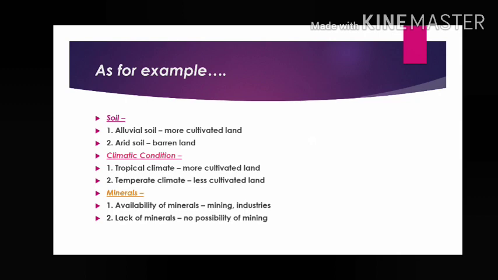Now climatic condition. If we are living in a tropical climate, that means summer is having high temperature and winter is having low temperature, there crop cultivation is very good. Different types of crops can be cultivated, because the tropical region has two seasons, summer season and winter season. So we can do crop cultivation in summer season also and winter season also. That's why crop cultivation is good in tropical climate.